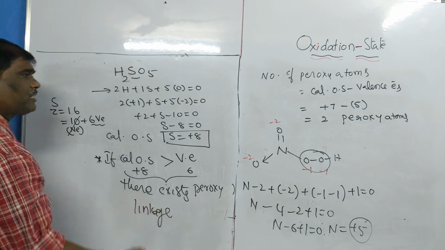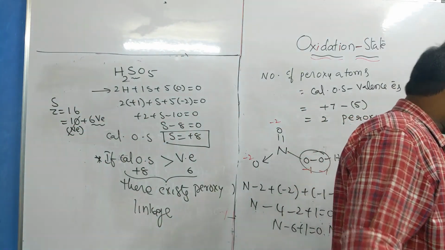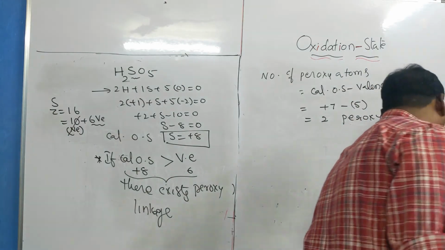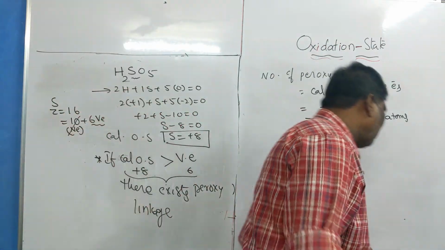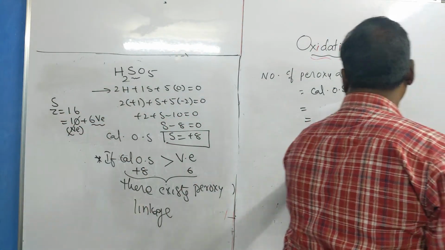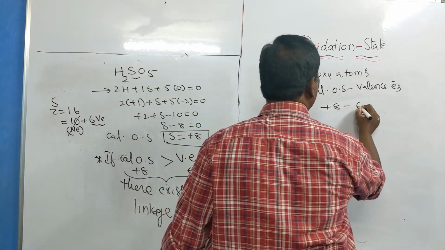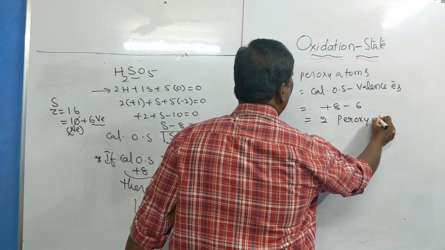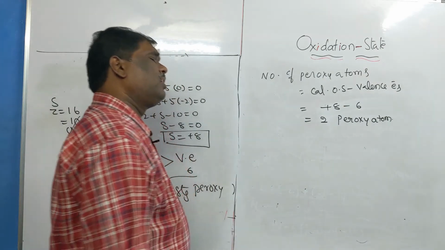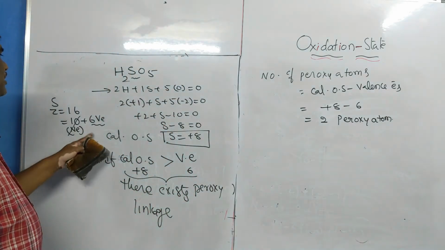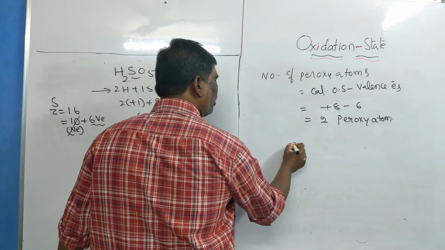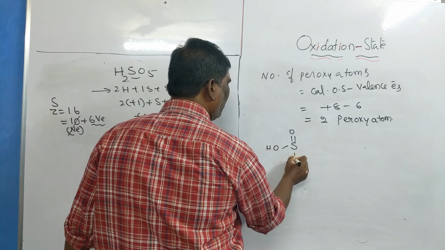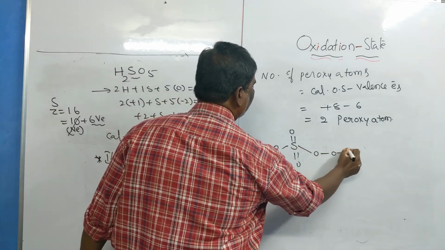How many peroxy atoms are expected? Peroxy atoms are expected as the difference between calculated oxidation state and valence electrons or group number. Now what is the calculated oxidation state? 8. How many valence electrons are there? 6. What is the difference? 2. So there are 2 peroxy atoms. So for peroxy atoms, what is the oxidation state? Not -2, we take -1 only. So the geometry is S double bond O, OH, double bond O, and here is the peroxy linkage.